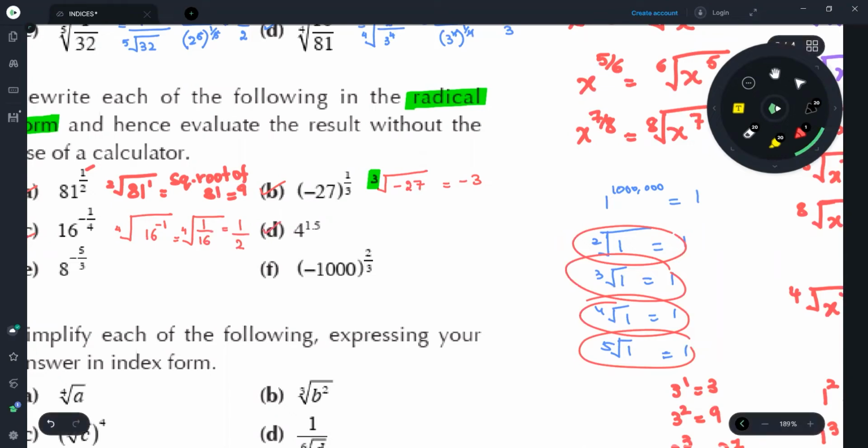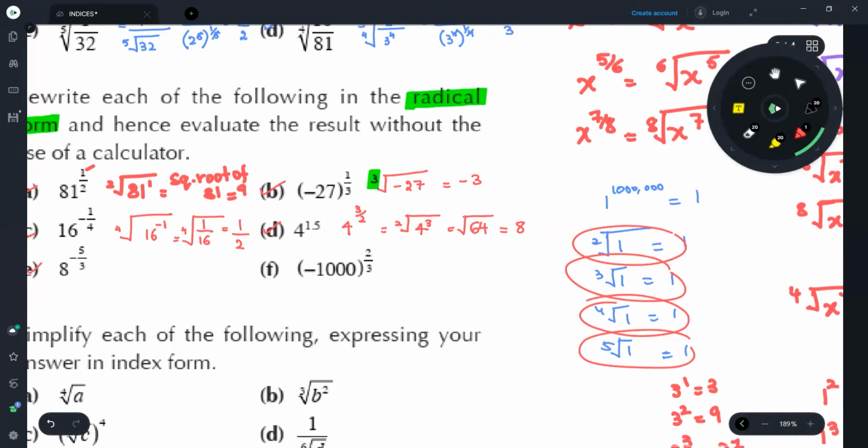Now we have 4 raised to the power 1.5. So I'm going to convert 1.5 into a fraction. 3 upon 2 is 1.5. And then I will have to write this down in the radical form. So 4 stays inside, 4 to the power 3, and 2 outside. That 2 outside is indicative that this is a square root. Now, square root of 4 cube. 4 cube is 64. Anybody could tell me the square root of 64? 8. Very good.